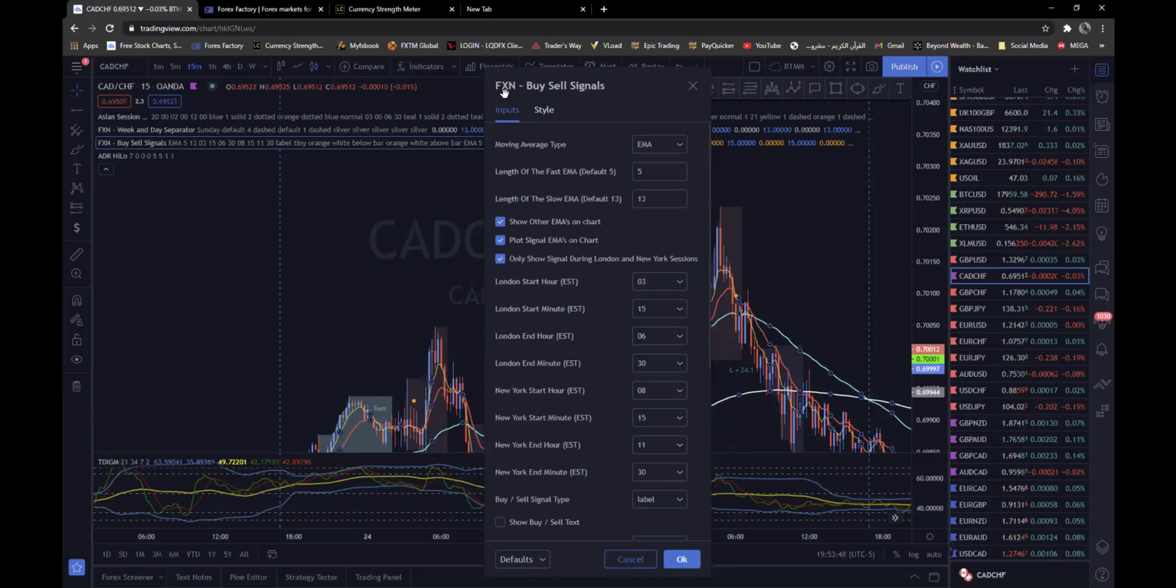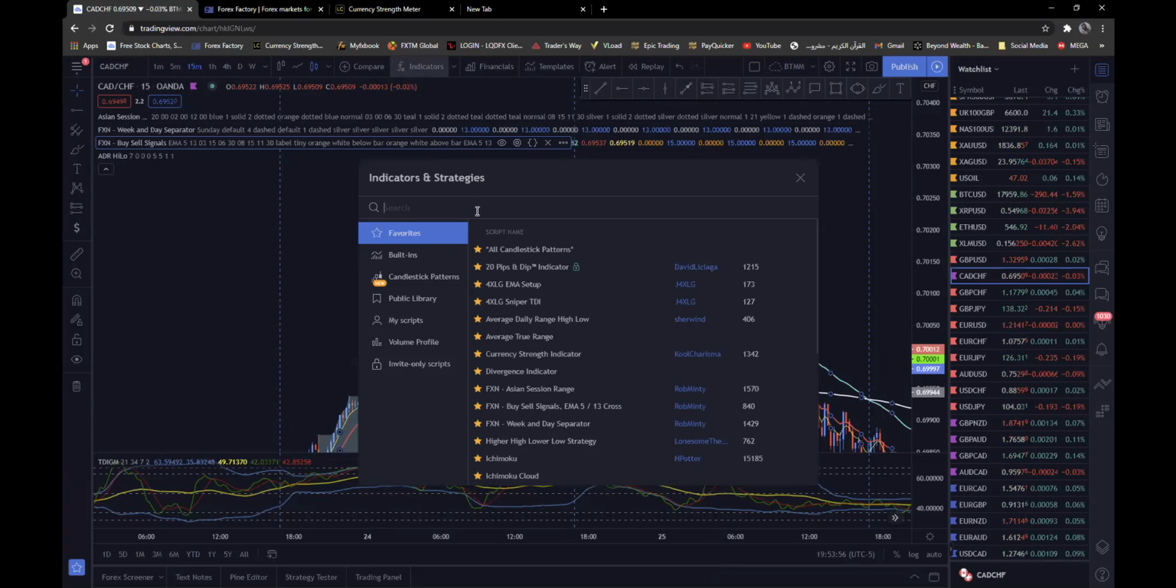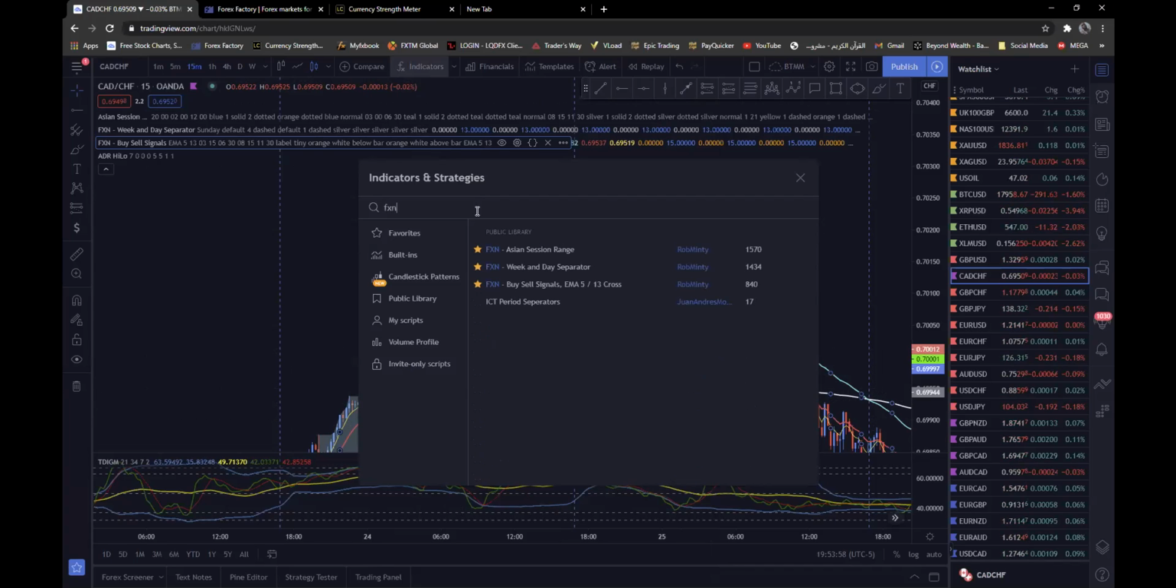But it's this indicator in particular, FXN buy sell. All right. So just make sure that you type in FXN and then just add all three of these. All right.